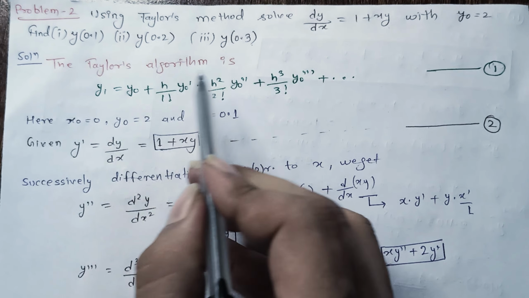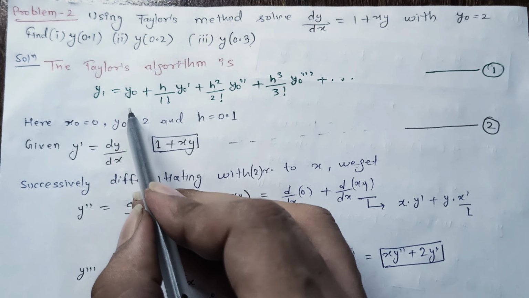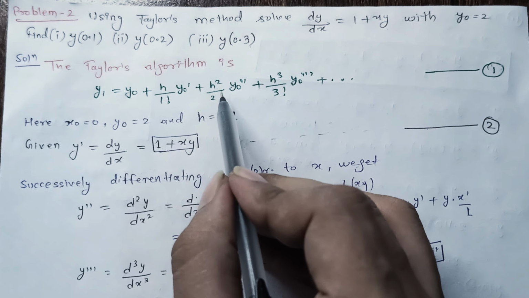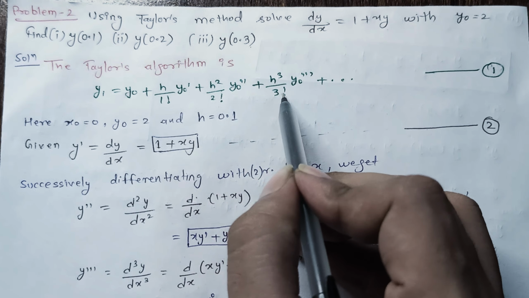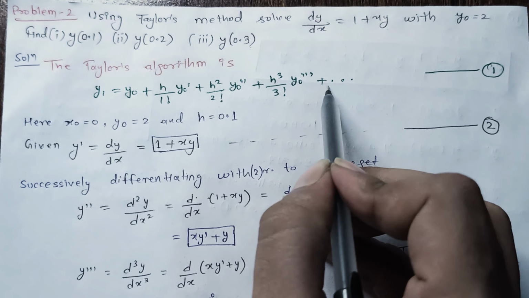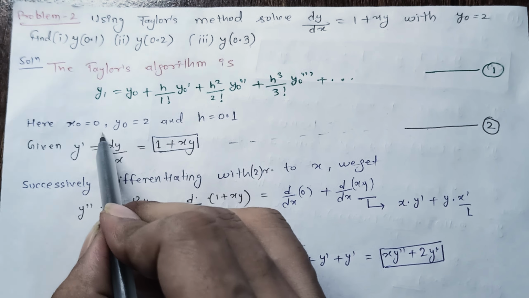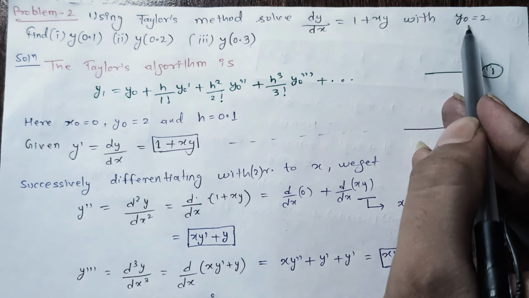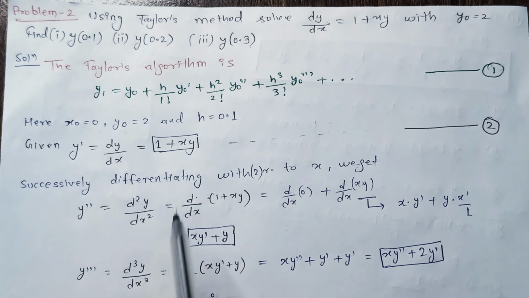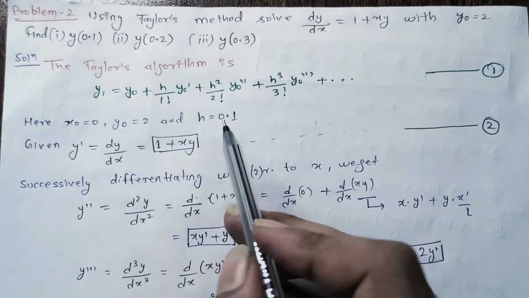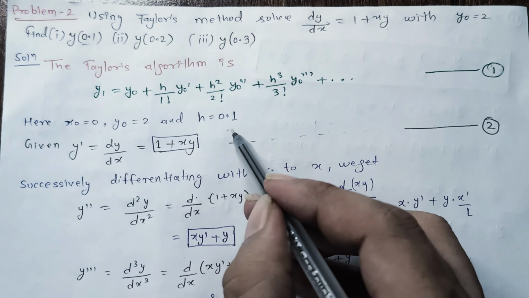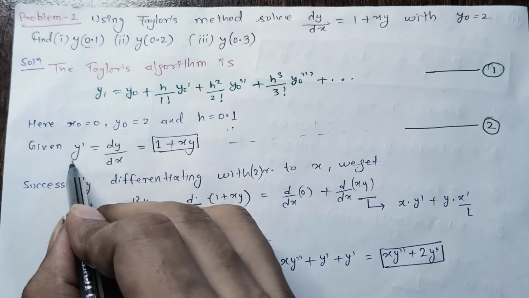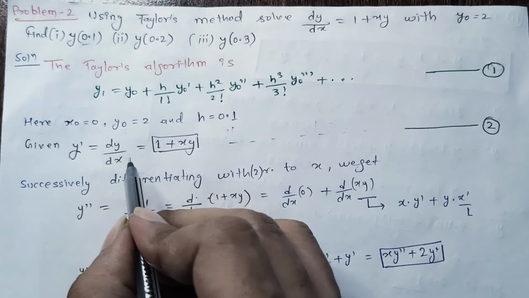Firstly, Taylor's algorithm is y = y0 + h/1! y0' + h²/2! y0'' + h³/3! y0''' and so on. So here x0 equals 0 and y0 equals 2 as given in the problem, and firstly we are finding for 0.1, so h equals 0.1 here.